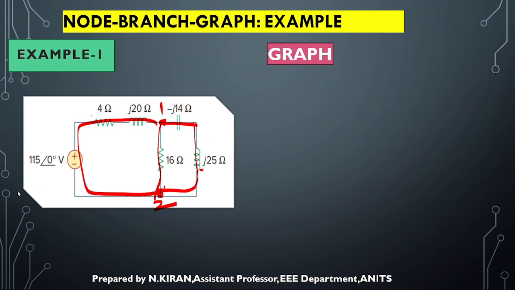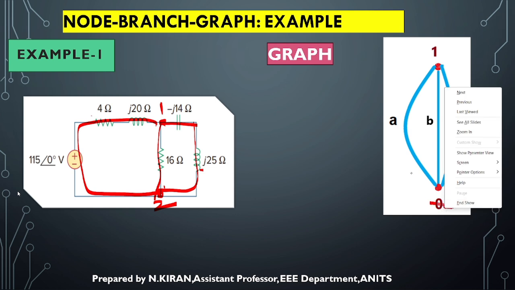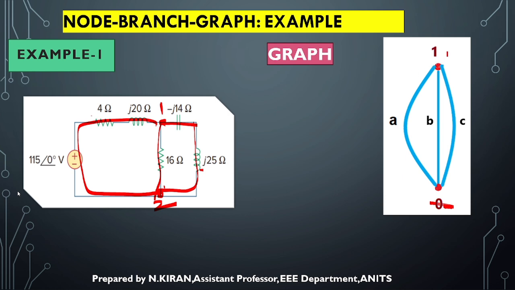See here, this I reference. Since it is the reference node, I consider it as 0. Since this is the first node, I consider it as 1. Every branch I have replaced by one line segment, so that is what this graph is. If you are given a circuit, every element is replaced by a line segment, and the nodes are numbered.